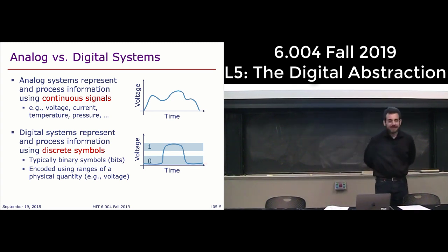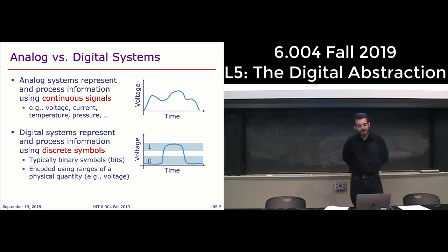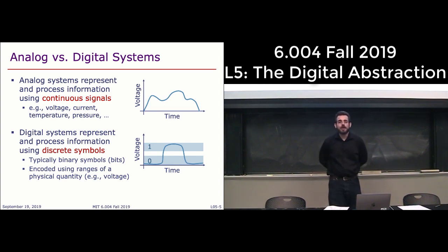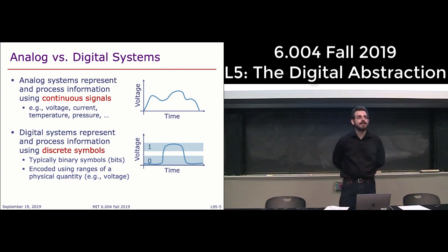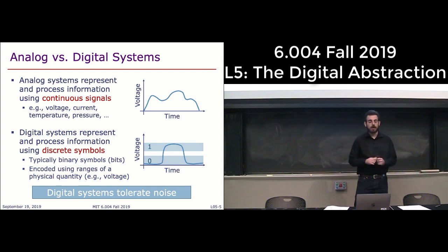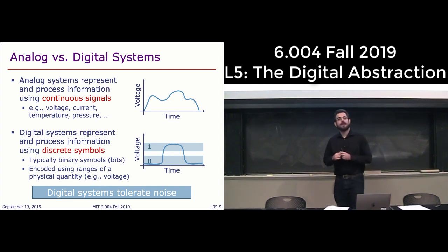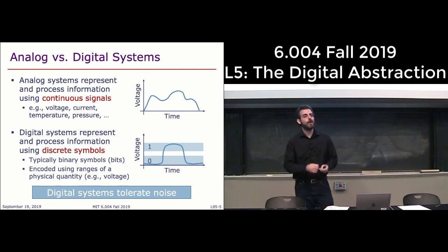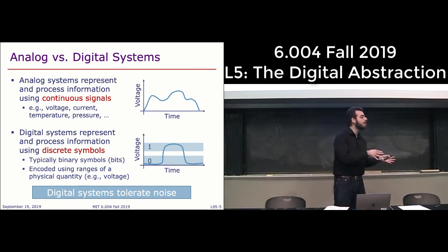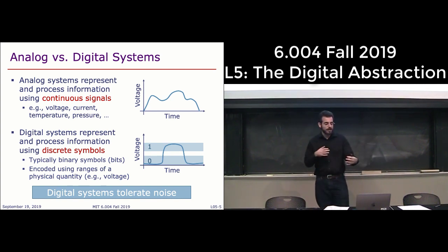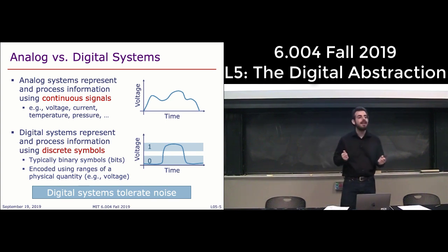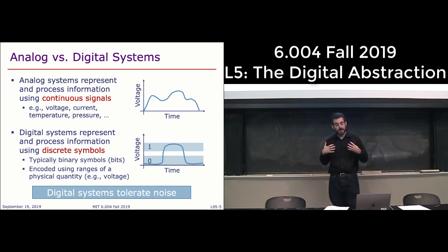Now, this is kind of unnatural, again, because the world is analog. But digital systems have one key advantage. So if there's one thing that you have to remember from this lecture, it is that the key advantage of digital systems over analog systems is that digital systems tolerate noise. The whole reason we go through this rigmarole of encoding symbols into ranges of continuous variables or continuous signals is so that we can build systems very cheaply, and those systems are very reliable.